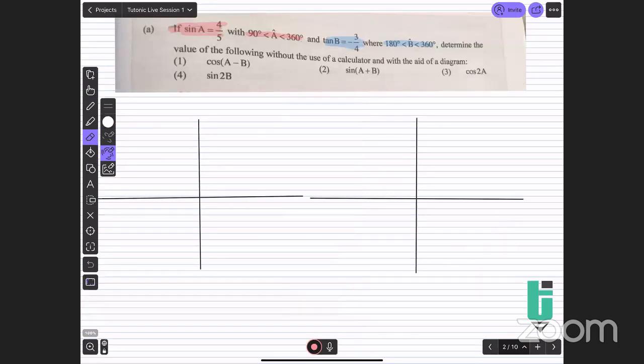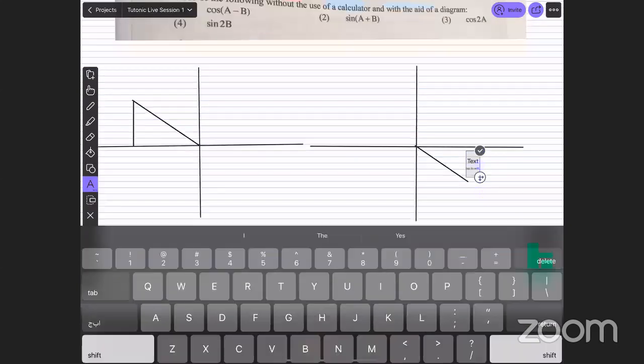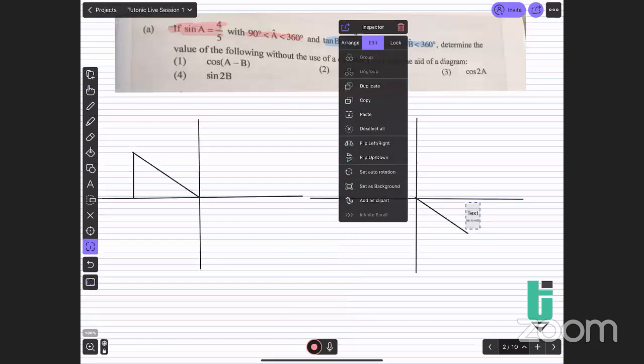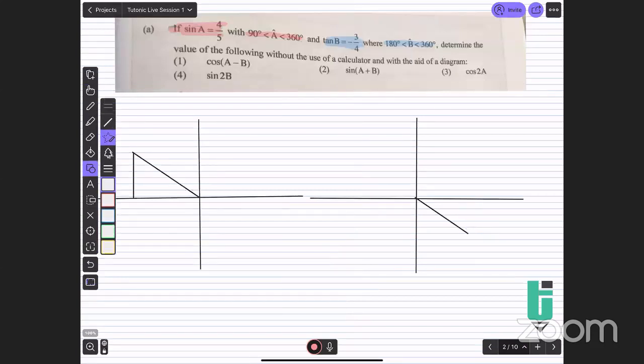So now we can draw our triangles. Let's draw the first one for sine. It's going to be like that, and then like that. And then for tan, it's going to be like that. And like that. No, it's not going to be like that. Sorry, it's going to be like that.